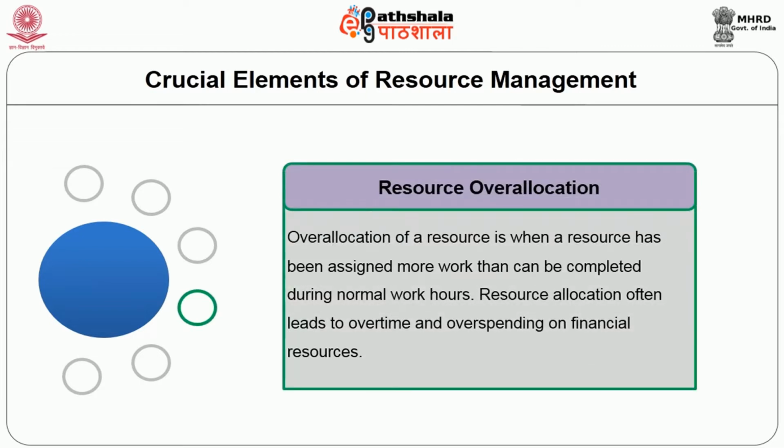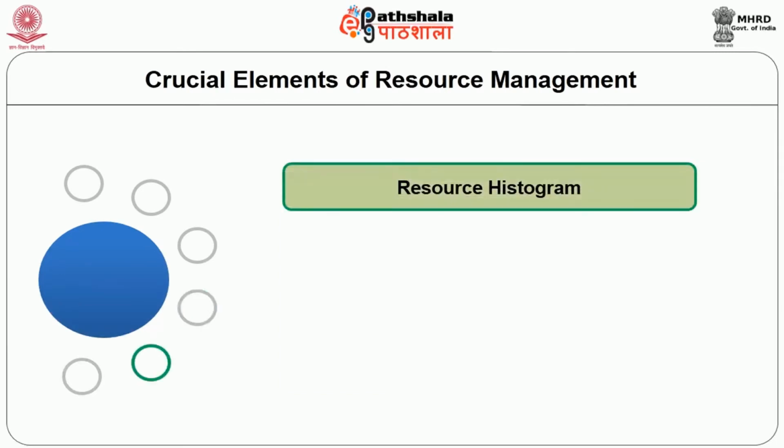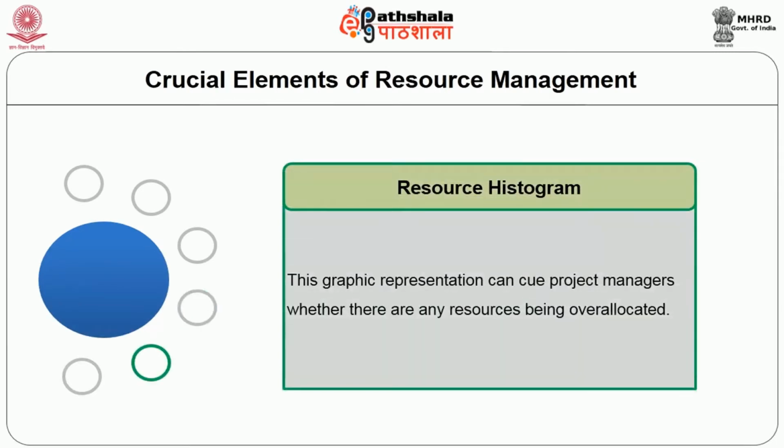Over allocation of resources is when a resource has been assigned more work than can be completed during normal work hours. So this over allocation often leads to overtime working and overspending on financial resources. Resource histogram: this graphic representation can cue project managers whether there are any resources being over allocated.